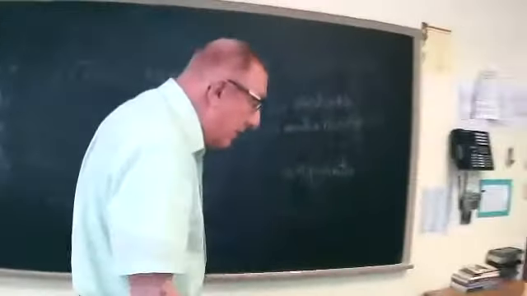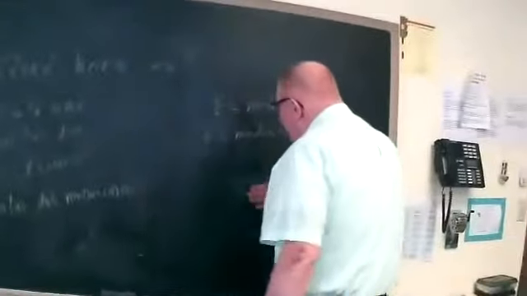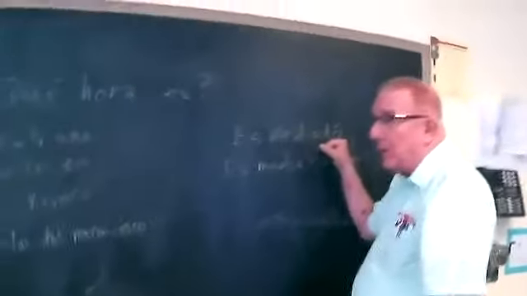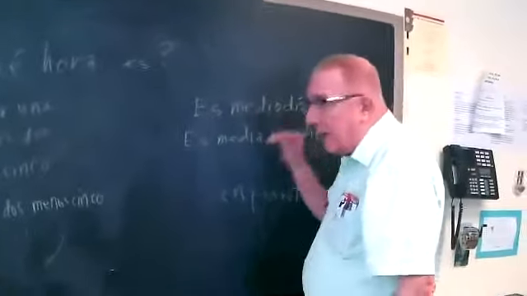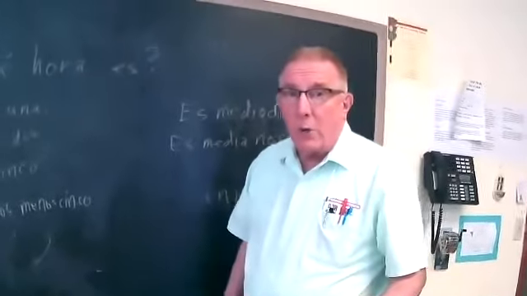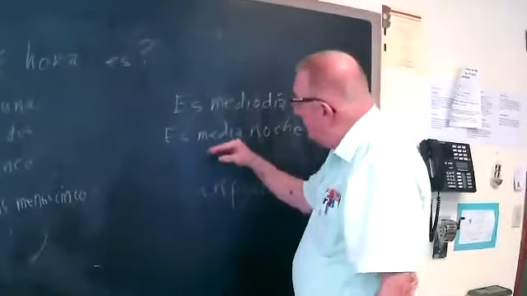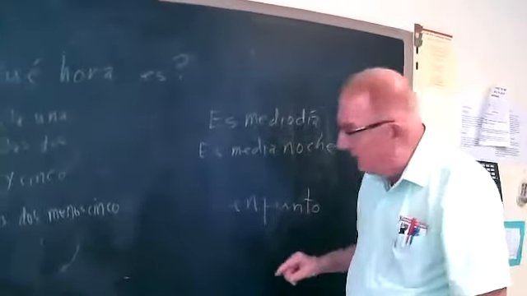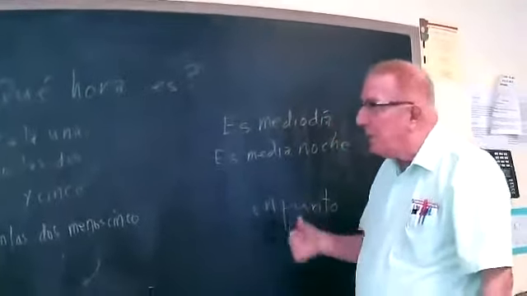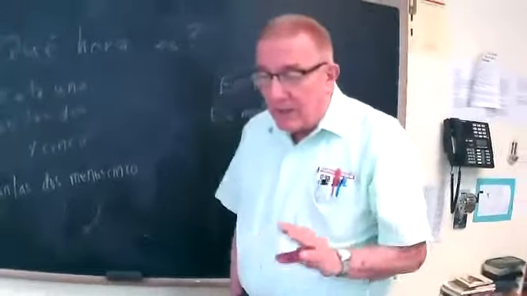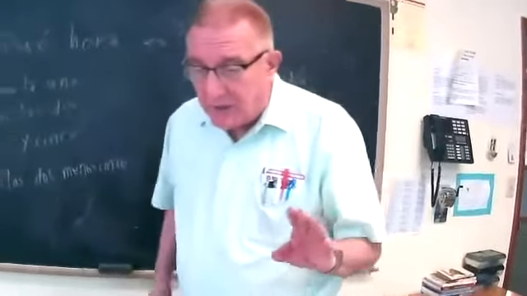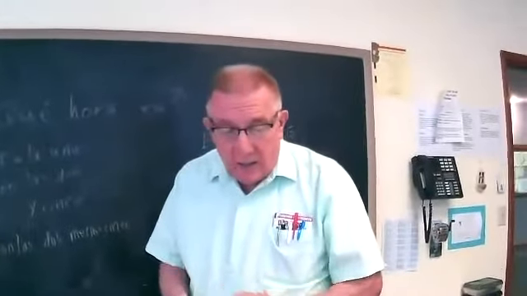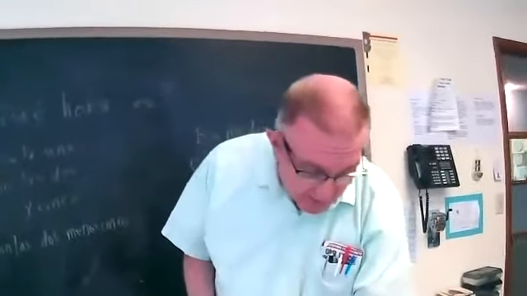You have the three divisions. You have two divisions of the day. Now, middle of the day, mediodía. Es mediodía means it's the middle of the day, or noon. Es medianoche means it's the middle of the night, midnight. I'll get to this in a minute. So anyway, you need to know how to say it's noon and it's midnight. Es mediodía, noon. Es medianoche, midnight.